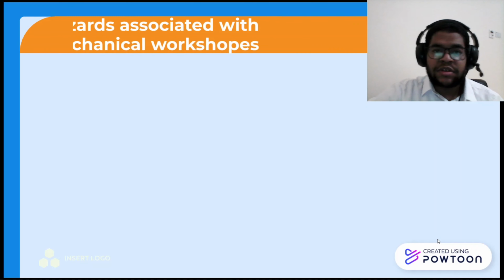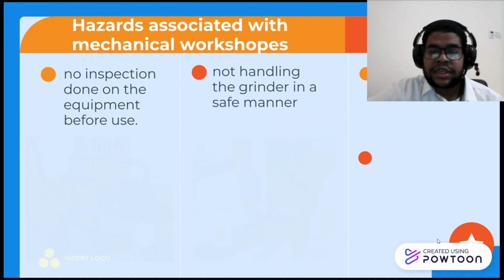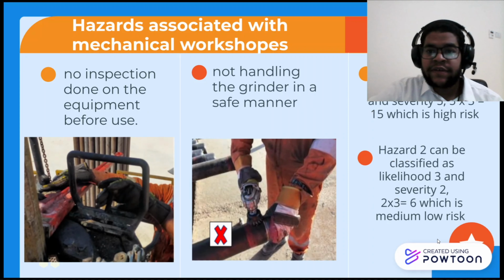From these hazards that are identified, we can relate to the risk assessment matrix and identify the likelihood of each hazard. First, hazard 1, the likelihood of it is number 3 and severity of 5. 5 times 3 will give us 15, which is high risk, the red color. And hazard 2 can be classified as likelihood 3 and severity 2. Multiplying them both will give 6, which is a medium low risk, which is a light green.